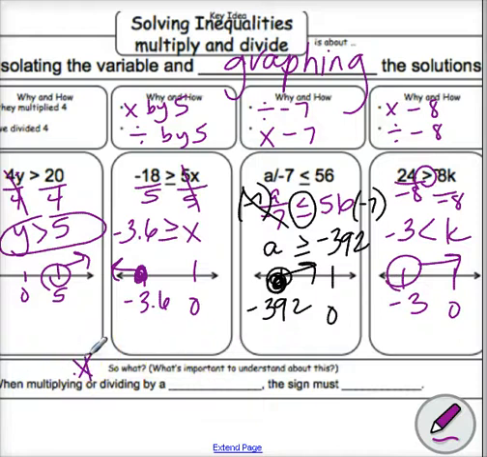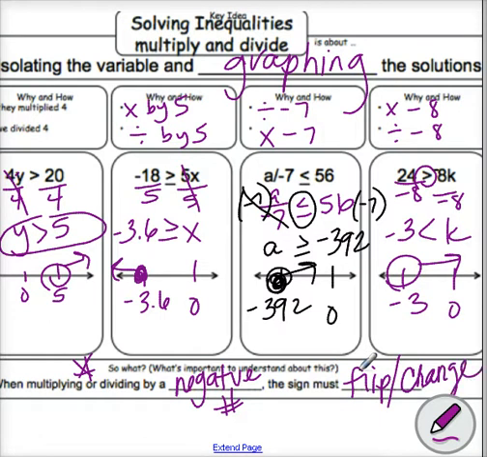So on your bottom, your so what? What's important to understand? When multiplying or dividing by a negative number, the sign must flip or change direction. Okay, so keep these in mind. I'm going to do a couple more examples that you can just watch.